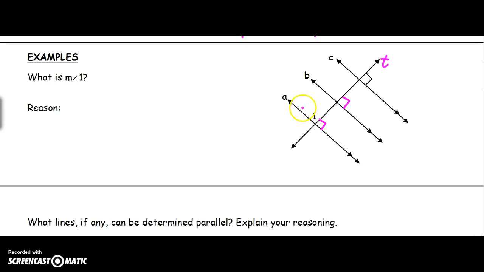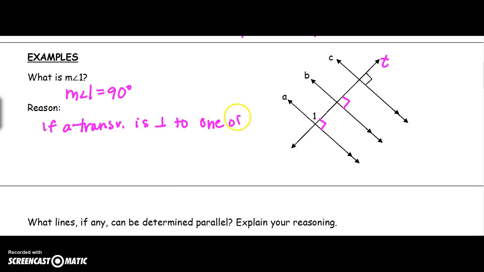So think back to the first rule. If two intersecting lines form a linear pair of supplementary angles, then the lines are perpendicular. So if this is 90, this one has to be 90 as well. So the measure of angle 1 is 90 degrees. And the reason behind that is if a transversal is perpendicular to one of the parallel lines, then it is perpendicular to the others.